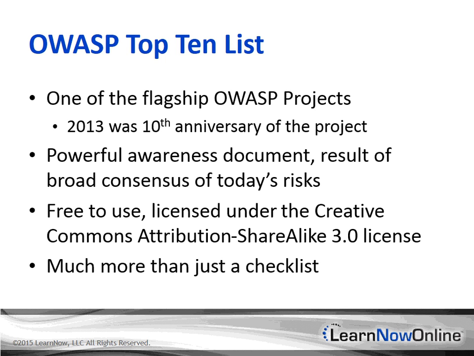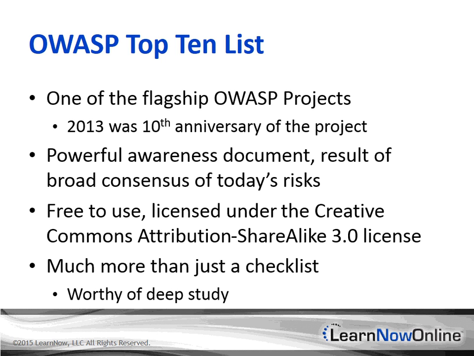All right, so the list is not just a list. For each web security risk on the list, it provides a description of the risk, example vulnerabilities, example attacks, guidance on how to avoid the risk, and references to other resources, both from OWASP and outside the organization. And you'll see all of those as I introduce each of the risks that I cover in this course.